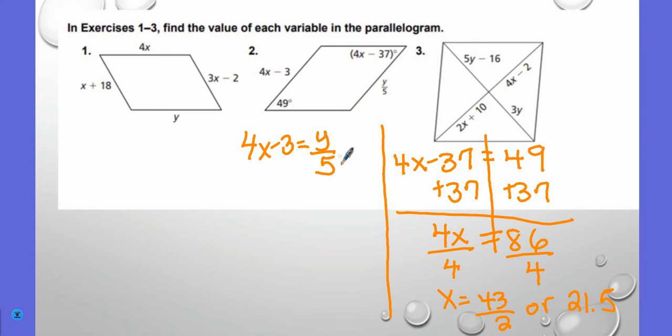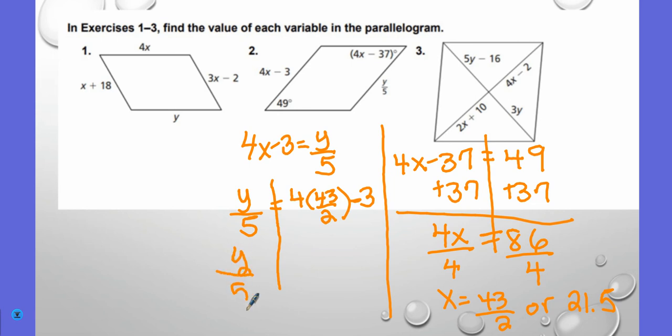So now that I know what x is, I can go and substitute this in, and I can solve for y. And so I'm going to go ahead and move the y over 5 to the other side, so that the variable's on the left and I don't have to worry about moving things around. And that's 43 over 2 as the fraction I'm going to use. 43 over 2 minus 3. All right. So let's knock that out. So we get y over 5 equals, that breaks down.